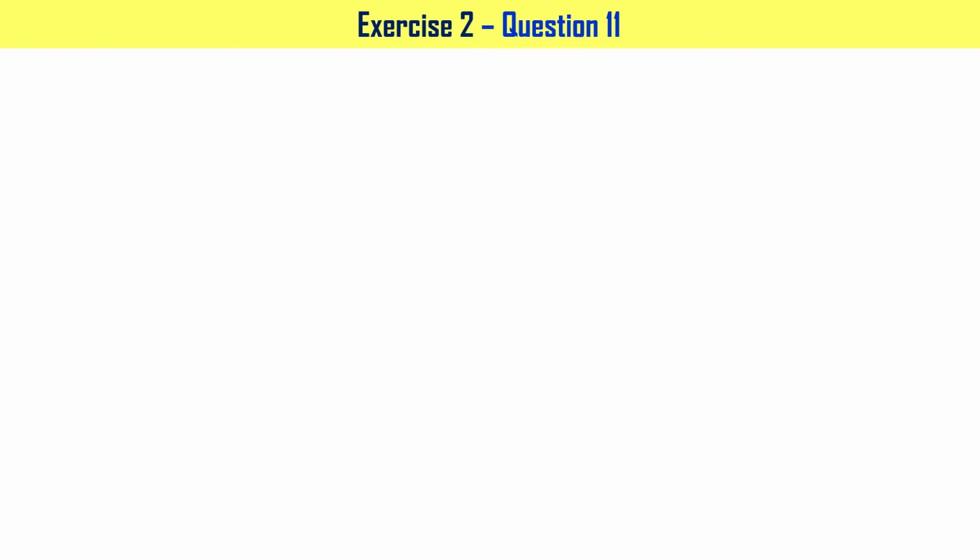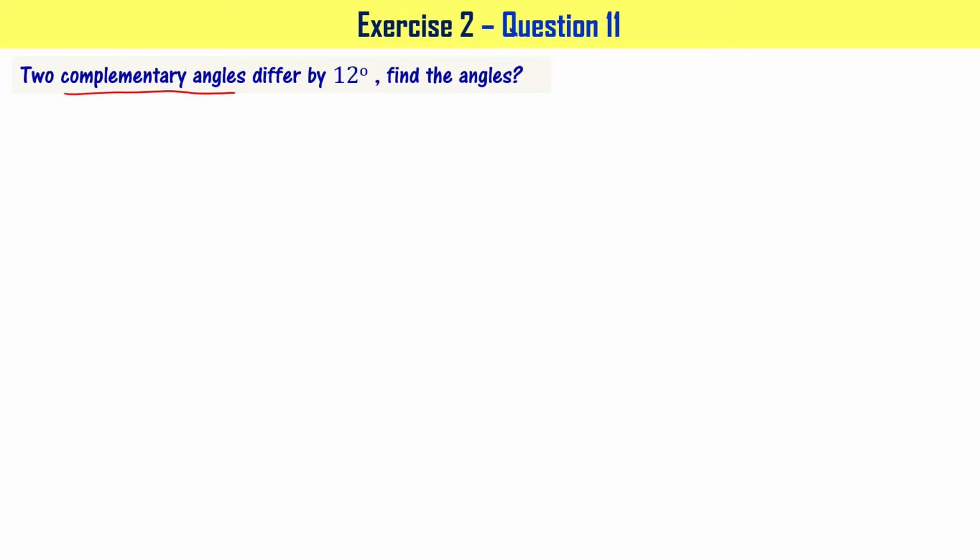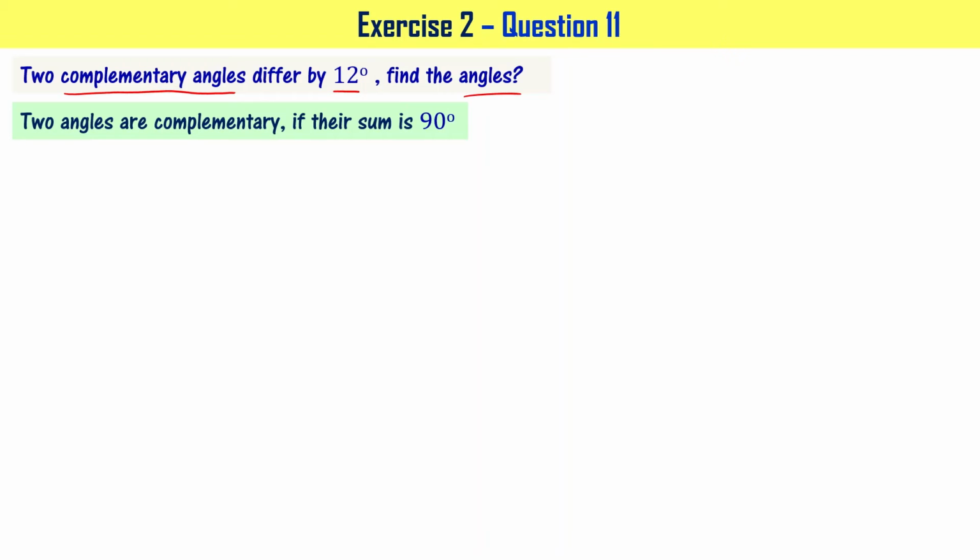Question number 11. Two complementary angles differ by 12 degrees. Find the angles. If you know what complementary angles mean, then you know the difference between those two angles is 12 degrees. We are asked to find the angles. We know that two angles are said to be complementary if their sum is 90 degrees. For example, you have angle A and angle B, their sum is 90 degrees, then you say that angle A and angle B are complementary angles. Got it?